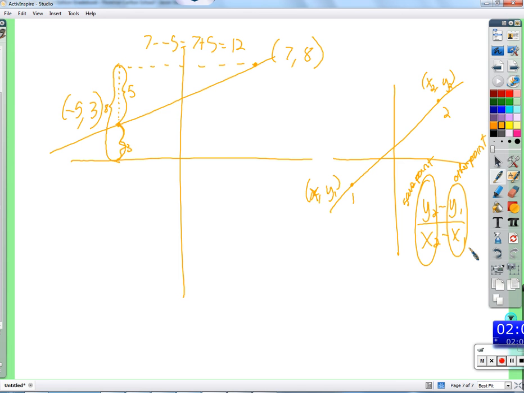Whichever one you choose. Because what will happen is, sometimes if it's a negative slope, then we'll get a negative on top in one instance and a negative on bottom in another instance. Or if it's a positive slope, one orientation of a point being called one, the other two will give you a positive over positive. The other way will give you negative over negative, which is the positive. So yeah, it doesn't matter. Why does it not matter? There's our little equation for the slope.